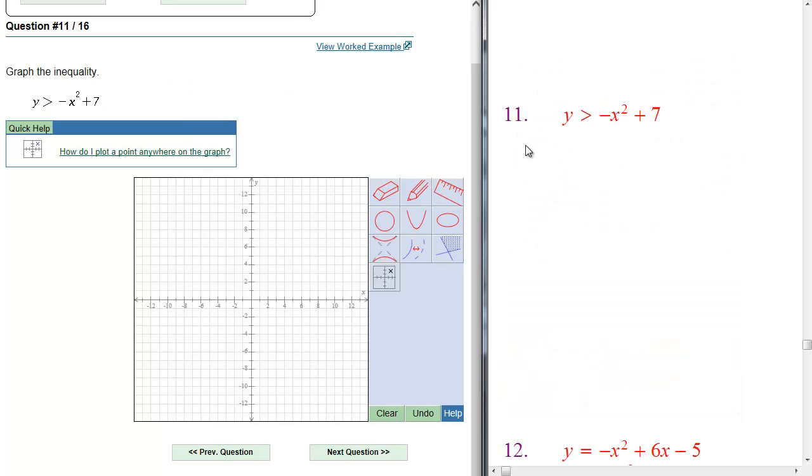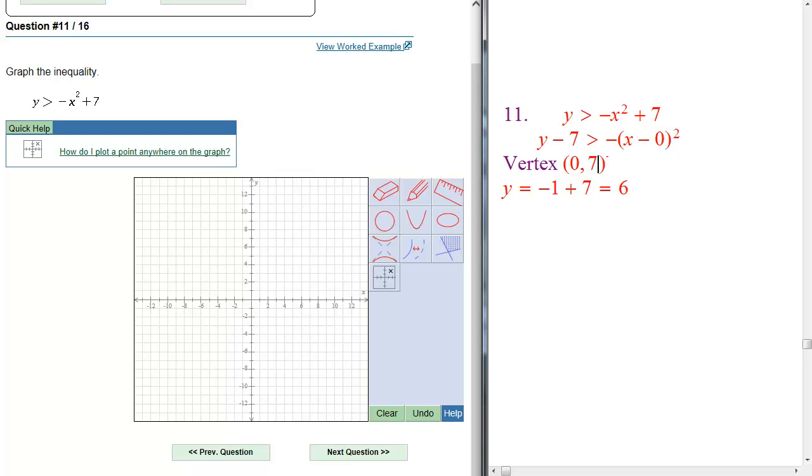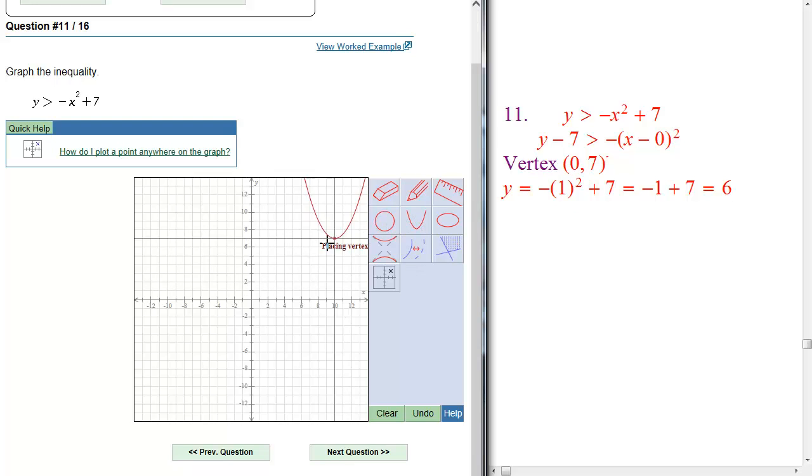All right, so let's rewrite this, which will get our vertex. So our vertex is going to be x is 0 and y is 7. We need to plug in coordinates. Let's plug in 1. If we plug in x equals 1, this is what we will get. And so let's plot that. So here is our parabola tool. We're going to go vertex is 0, 7, facing downwards, and 1, 6 is the other coordinate.